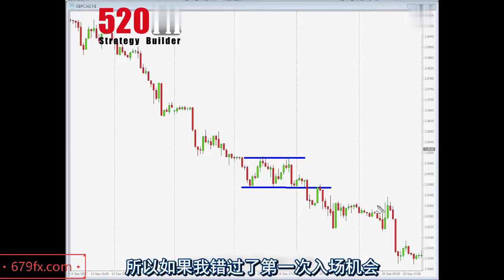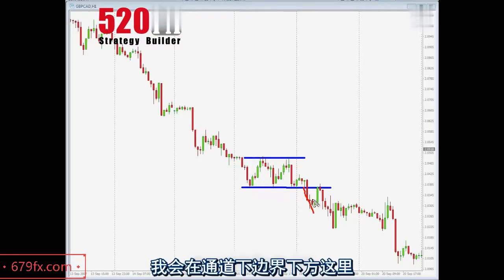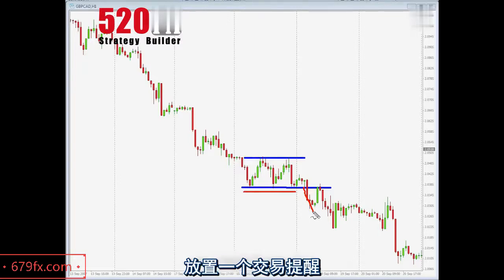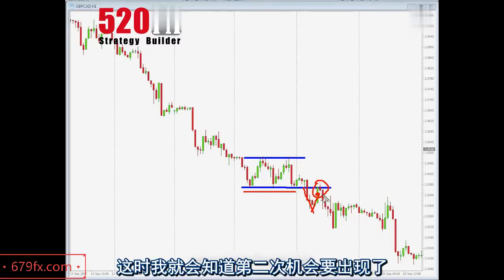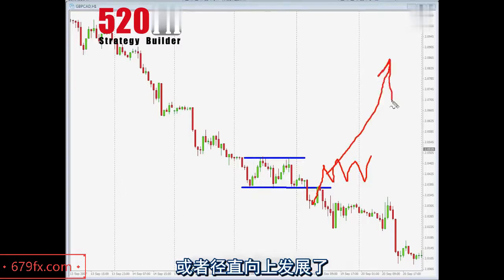What I personally do, if I miss the first impulse, the first swing, is place a sound alarm a few pips, perhaps 10 pips, below the former channel bottom. So if price eventually retraces back, I will be warned. My alarm will ring, and I will know there is a second chance. Of course, if price retraces back into the consolidation area, or simply shoots straight up through, there is no trade to take.